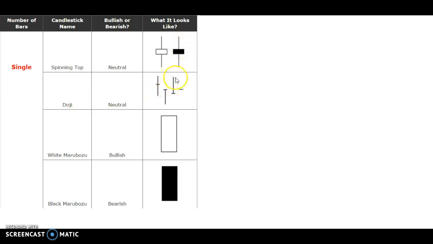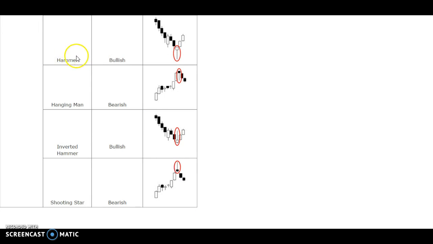Dojis are neutral. I'll get to the tri-star, which is the 3 candle pattern, but the doji is usually a reversal sign. They're just saying a big up candle is a continuation, or a reversal or continuation. A big down candle is bearish. I mean, that's obvious, right? So if we move on, these are still single candle patterns. So this is the hammer.